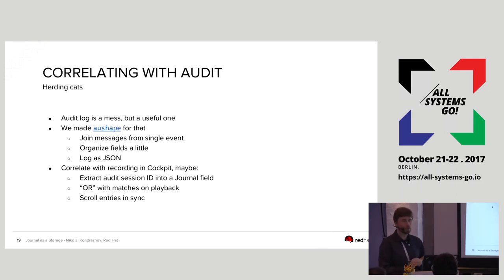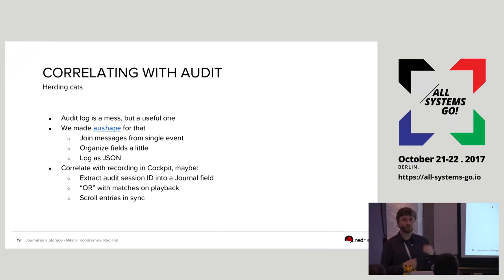So next big step will be correlating with audit logs. And since that is quite a mess and difficult to work with, even with the original audit logs and even with the logs that journal generates, we made a tool that joins the messages that belong to a single event in the kernel, because audit logs quite often log several messages for a single event. They can be intermixed if the events happen in parallel.